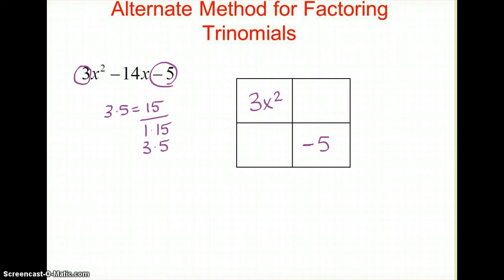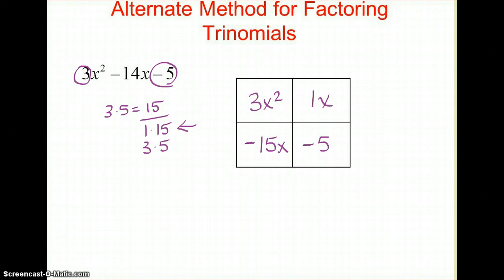Okay, so with this method, once I figure out my factor pairs, then I find my factor pair that I could use to make a 14. And since my 15 is technically negative because of the 3 and the 5, I'm going to use the 1 and the 15. And to make a negative 14 in the middle, I would have to use a positive 1x and a negative 15x, and that will make a negative 14 for the middle.